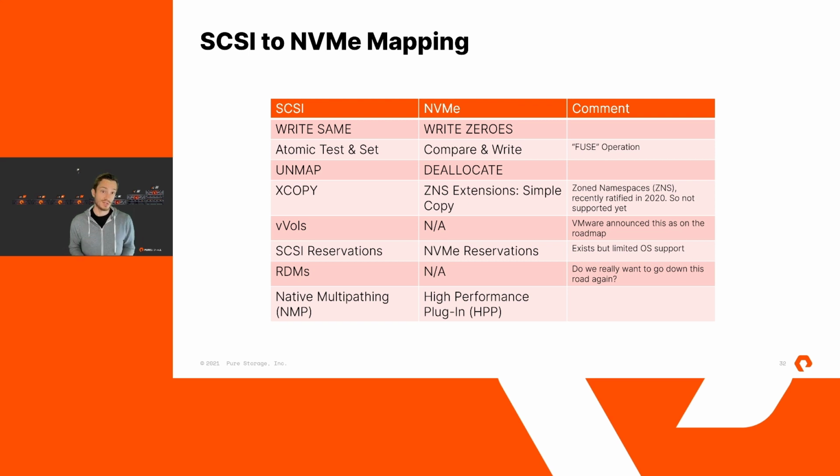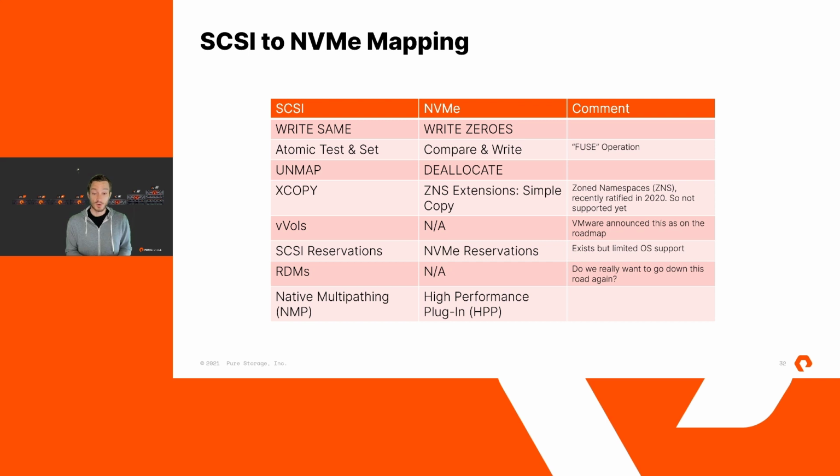vVols is also not supported yet with NVMe over Fabrics. This is still a SCSI thing. VMware has announced that they're working on this at the last VMworld, so stay tuned for that. SCSI reservations aren't supported with NVMe because they're SCSI. There is such a thing as NVMe reservations. So if you have hosts, applications, or OSs that need reservations, they need to support NVMe reservations. This exists, but there's limited OS support around this, such as Microsoft failover clustering and so forth. RDMs are not supported today with NVMe.